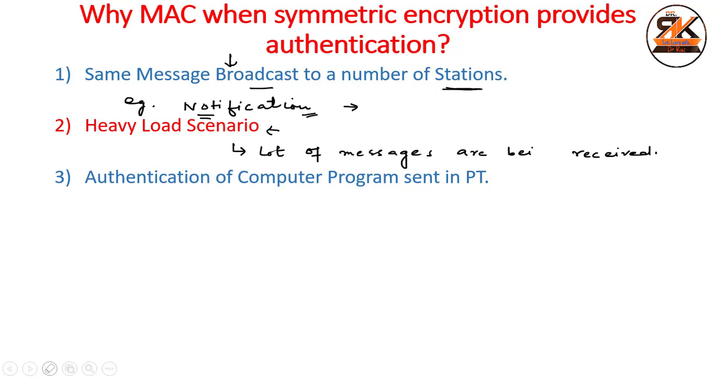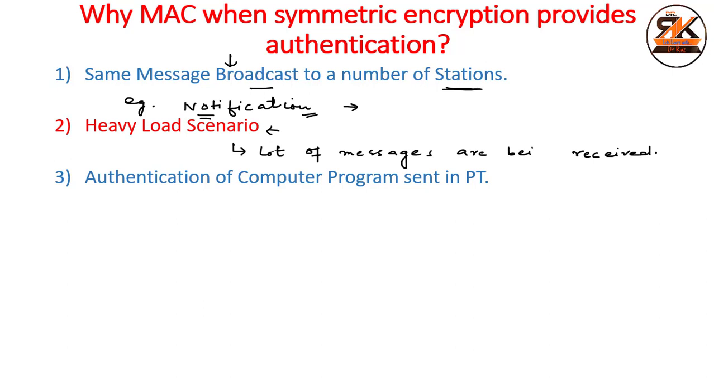The third reason is authentication of a computer program sent in plain text. Sometimes we send a computer program in plain text, so the program can be executed without decrypting it every time, which would be wasteful.